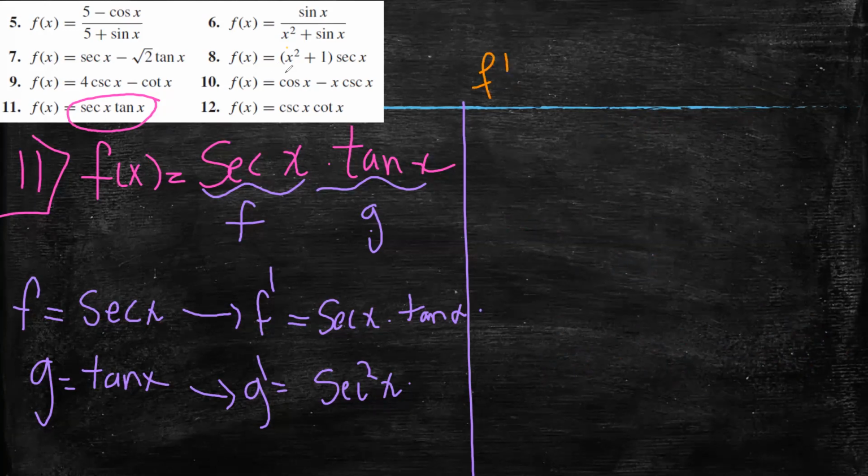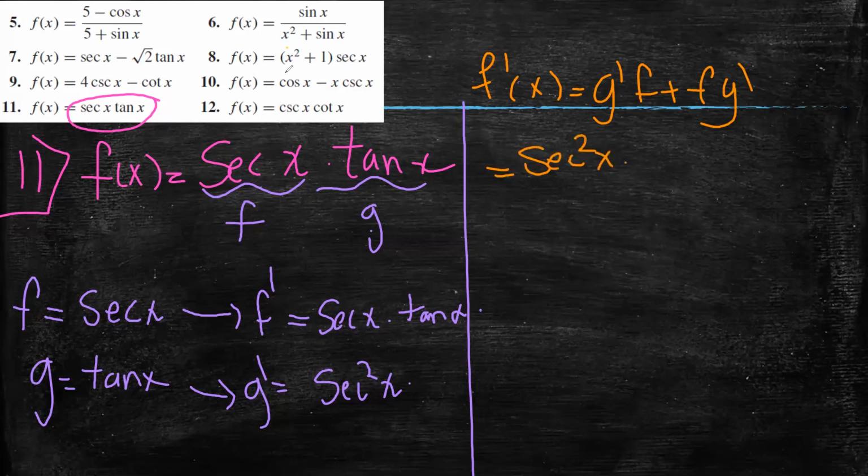Okay, sorry. So f prime of x will be, yeah, g prime f plus f g prime. Where's g prime? Secant squared x times secant x, plus secant x tan x. So where's f? Secant x multiplied by secant x tan x.